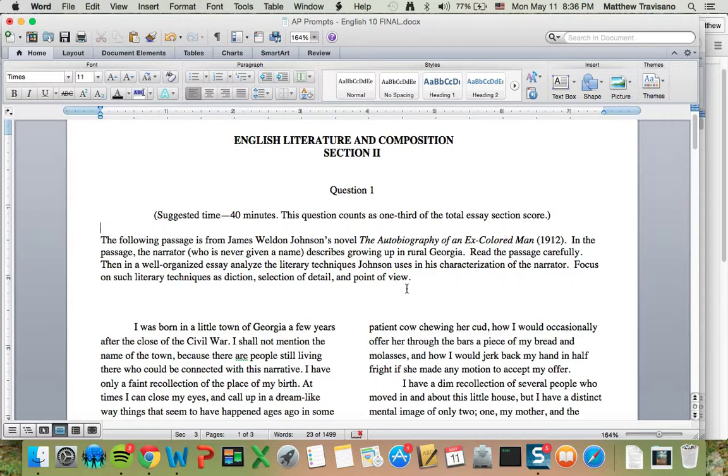So the following passage is from James Weldon Johnson's novel, The Autobiography of an Ex-Colored Man. In the passage, the narrator, who is never given a name, describes growing up in rural Georgia. Read the passage carefully. Then, in a well-organized essay, analyze the literary techniques Johnson uses in his characterization of the narrator. Focus on such literary techniques as diction, selection of detail, and point of view.